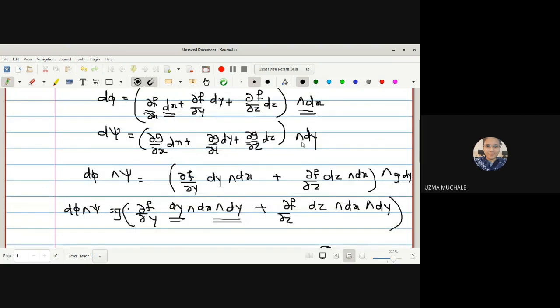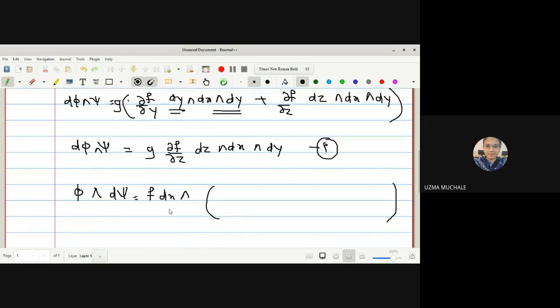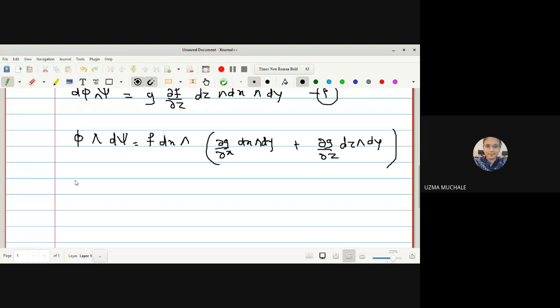Here dx wedge dy will remain, but dy wedge product with dy will be 0. So how many terms will remain? Here g with respect to x, dx wedge dy, and the last term. What is the last term? G with respect to z, dz wedge product with dy.